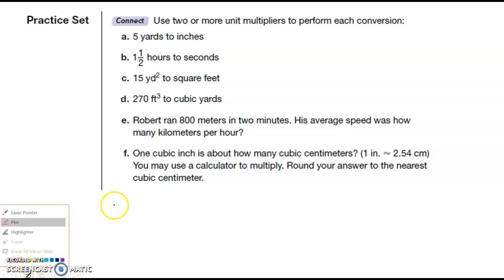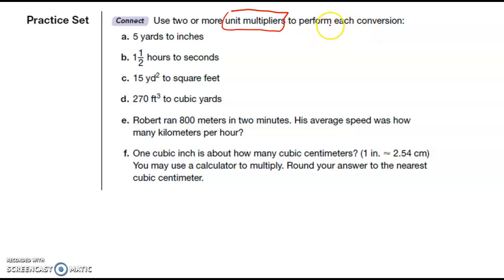I'm trying to pick a color. Okay, so we're talking about unit multipliers, using two or more to perform a conversion. Keep in mind our formula is that we have our given times a unit multiplier, and in this case it would be times another unit multiplier equals our answer. If we do this every time, it will make more sense, I promise you. So let's go ahead and do A.